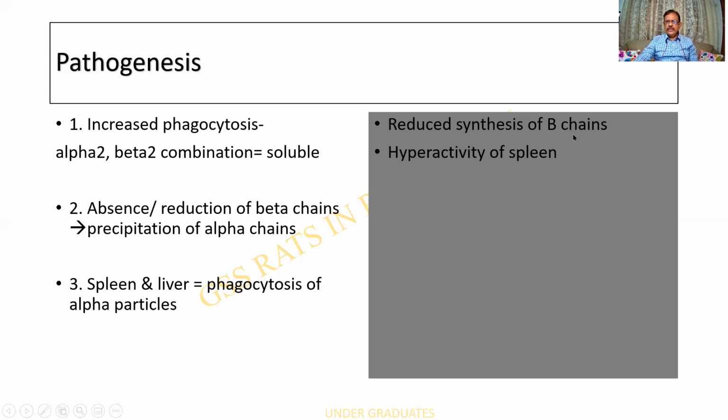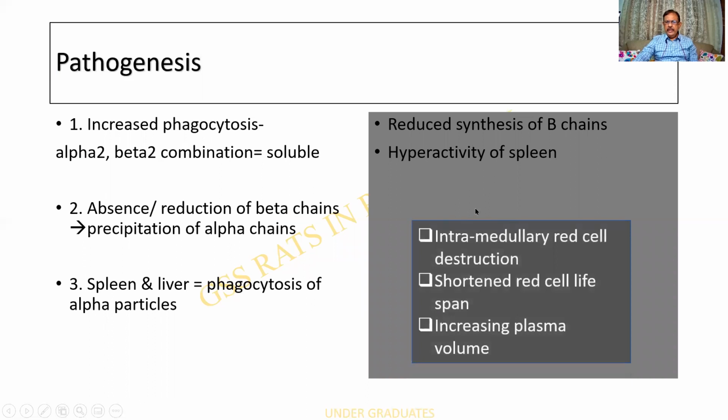You can read it like this. Reduced synthesis of the beta chains, hyperactivity of the spleen can lead to anemia. And this is the shortest form, please learn by heart. Intramedullary red cell destruction, ineffective erythropoiesis, shortening of the red cell lifespan, and increase in the plasma volume. All can lead to anemia.